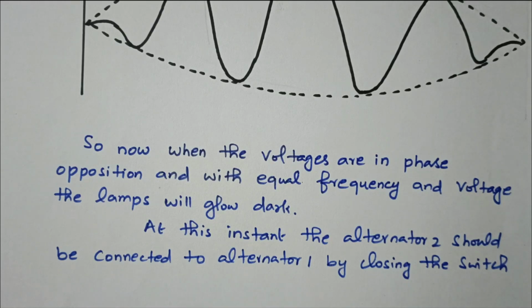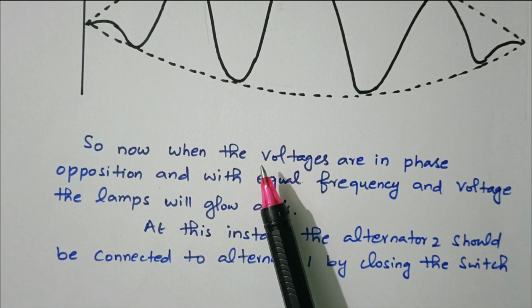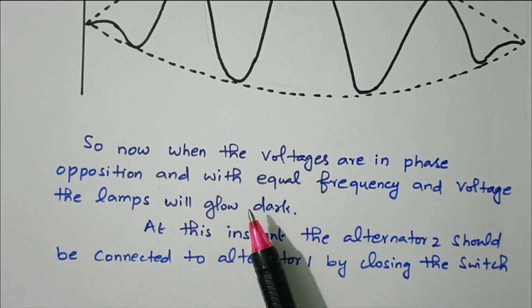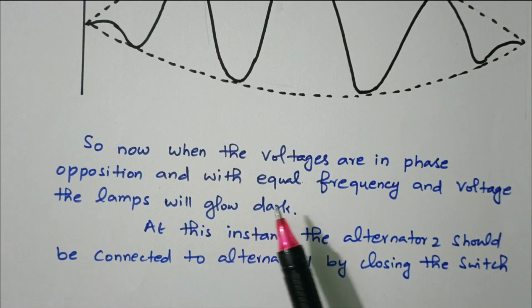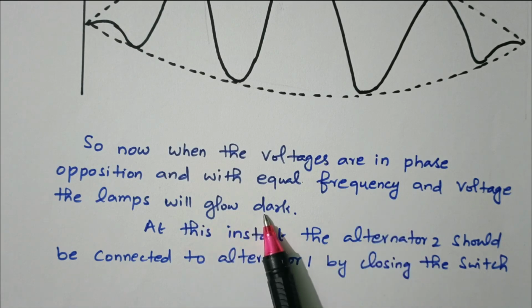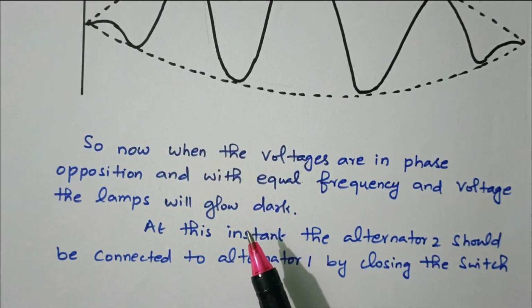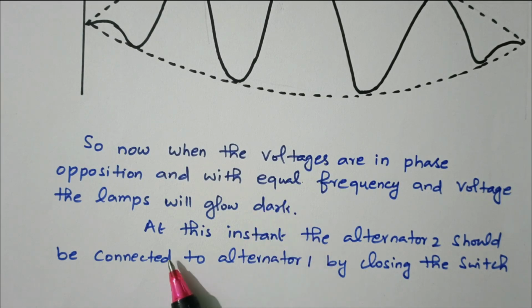If the frequency is not equal, then we get a waveform like this, so the lamp will glow bright and dark alternately. That refers to different frequencies. If the frequency is equal and the phase sequence and voltage are everything correct, the lamp will glow dark, not completely off, it will give a dark glow. At that instant we can connect alternator 2 with alternator 1. So these are all the procedure.